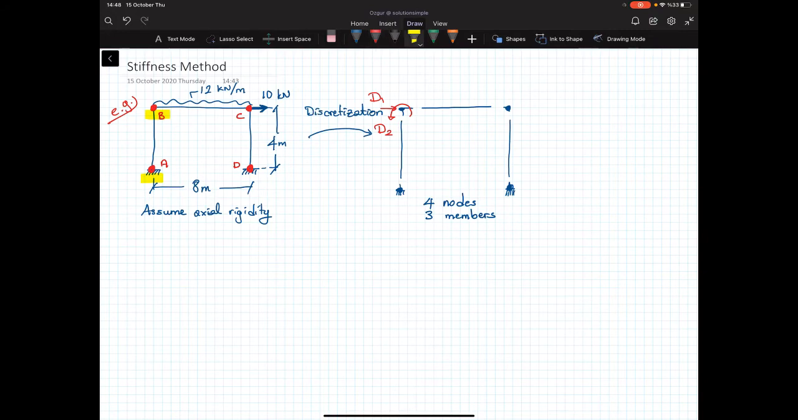Now let's jump to node C. Can it translate in the horizontal direction? The answer is yes. How much? It will be the same as point B, so I'm giving the same degree of freedom here. That's D1. Can it rotate? The answer is yes. That's D3. Can it move in the upward direction? The answer is no, because member CD cannot elongate. And point D, fixed support, no degrees of freedom. So basically in the structure, I have 3 degrees of freedom, so I need 3 equilibrium equations.